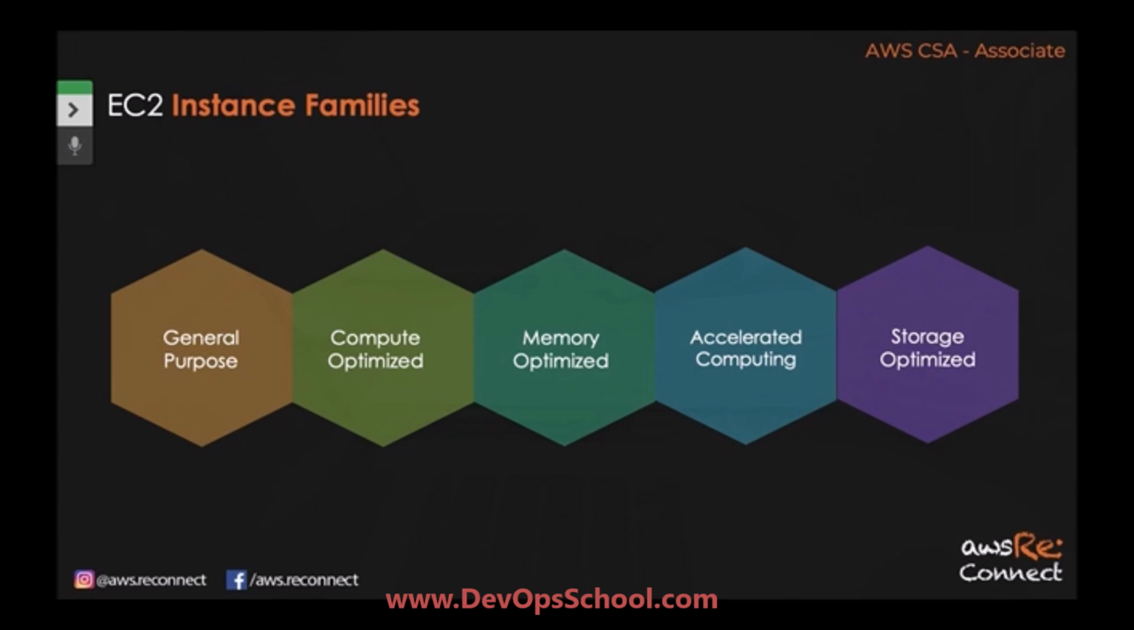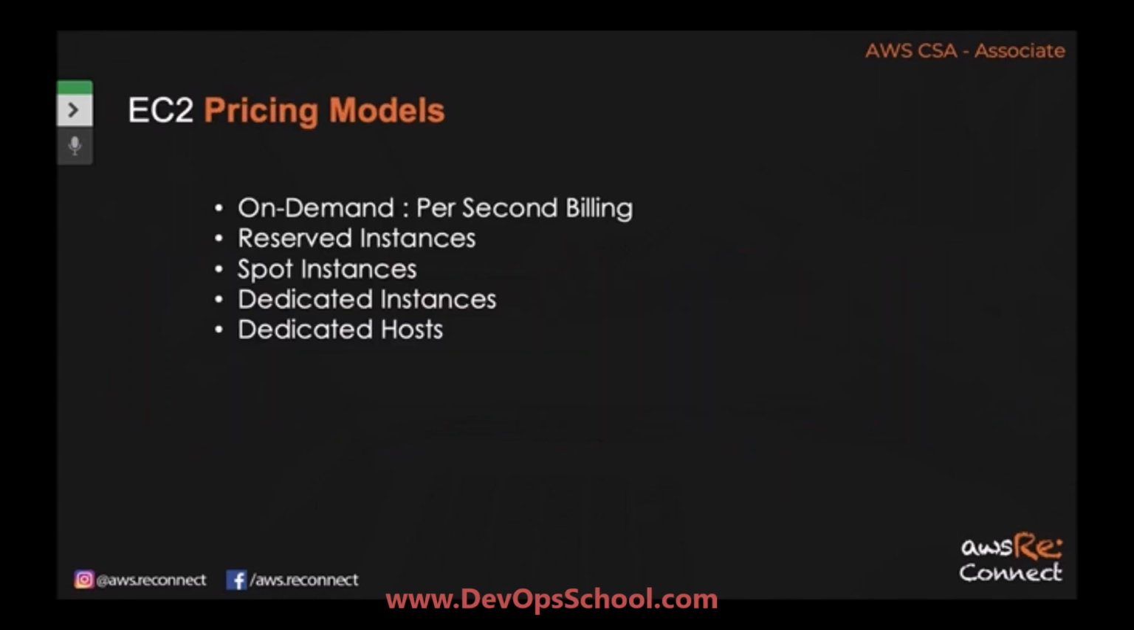So these are the different kinds of instance families, and in each family there are different types of instances available. These are the 5 categories, and inside these 5 categories there are still different instances available with different configurations, like 2 GB, 4 GB, 8 GB, 64 GB ROM. We'll see that during the lab session. Then the pricing model.